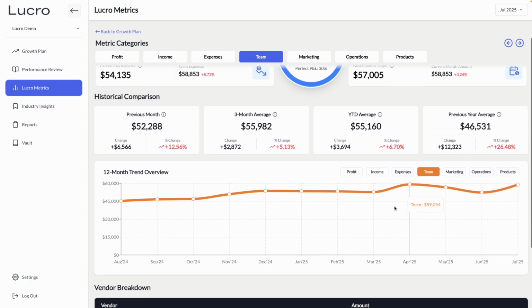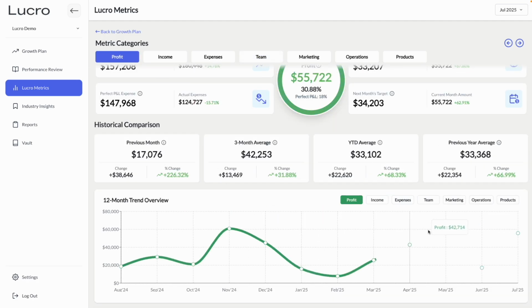Then below that, we have a trend graph that's telling us how much money we've spent in that particular expense category, or whatever that performance view is. This is our profit line. This is our 12-month trend for our profit line.